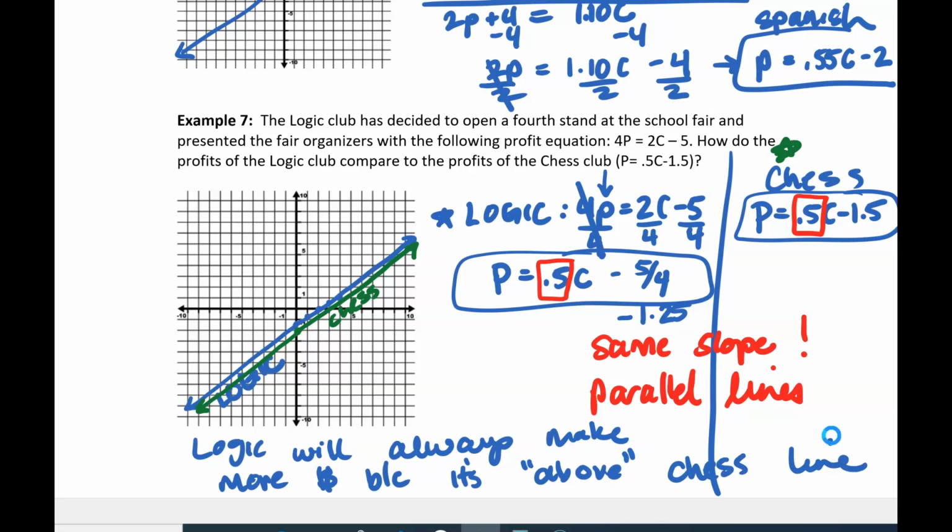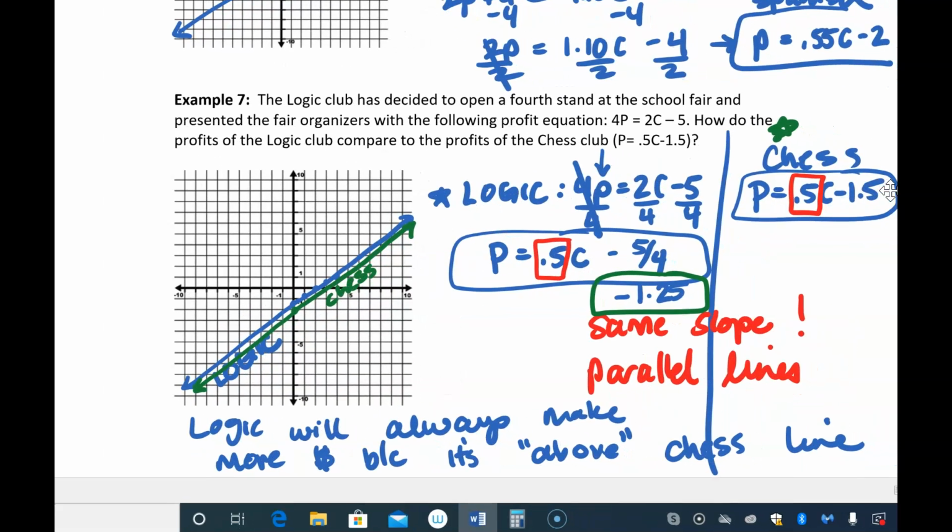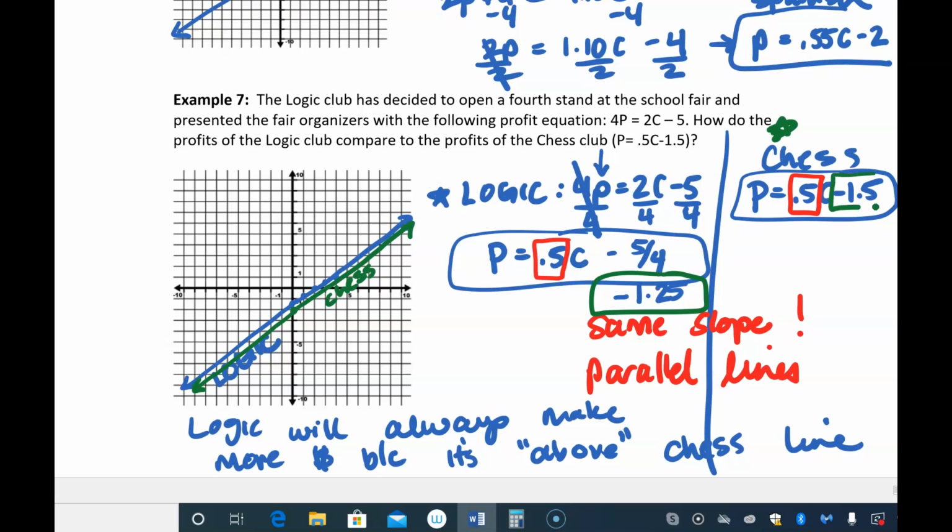And if the visual is not doing it for you, the other thing you can do is look at, they have the same slopes, but check out the y-intercepts. So logic is starting in the hole $1.25, yet chess is starting, we could say starting in the red or in the hole of $1.50, then it means that chess is always going to be behind because they started in the more negative.